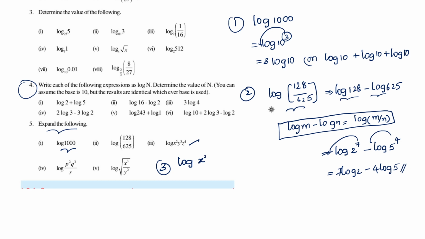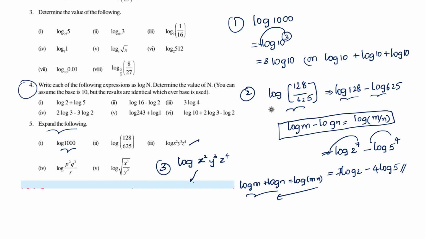Log x square y cube z power 4. We cannot send this power to this side, because to apply this formula log x to the power y is equal to y log x, there should be a single number in the log. But here, three numbers are being multiplied in the log. And whenever you see a log multiplication, you have to remember that it is a reverse of the first formula of logarithms. So log m plus log n is equal to log m into n. In the same way, log m into n can be written as log m plus log n.